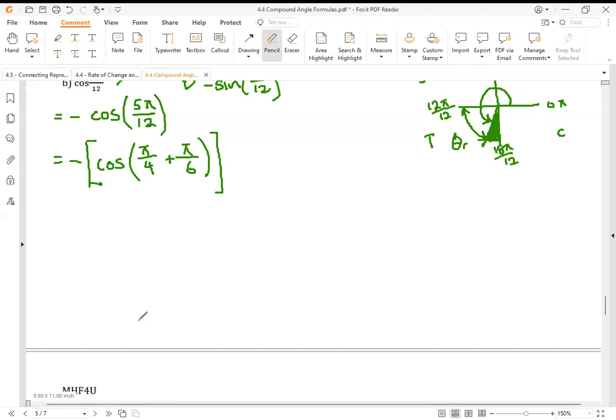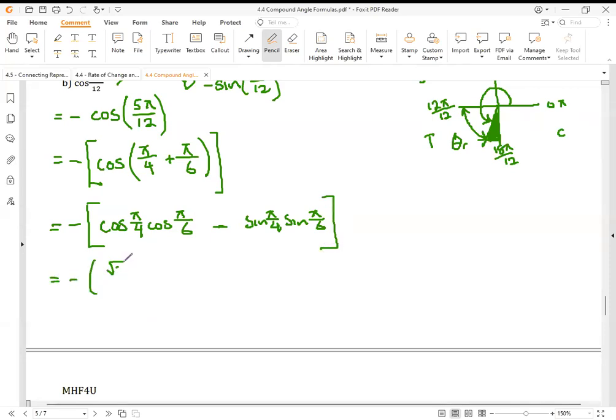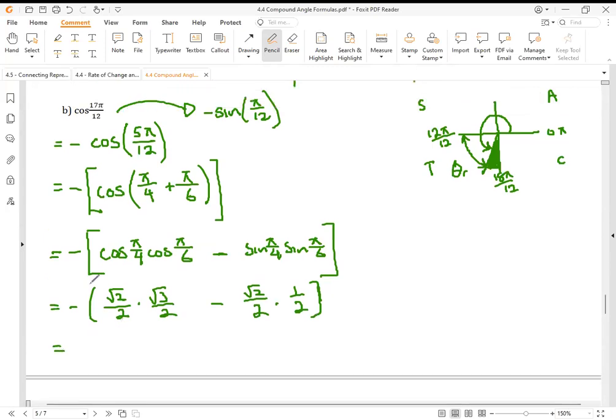All right, coming back to this, because it is a negative, I'm going to stick that there first and I'll solve inside the bracket. Cosine is cos cos, sine sine. And because that's an addition, you should have a subtraction of the two terms. Plugging in, we've got root 2 over 2 times root 3 over 2 minus root 2 over 2 times 1 over 2. This is basically the same thing as above, wasn't it?